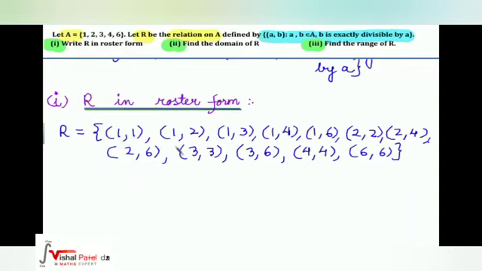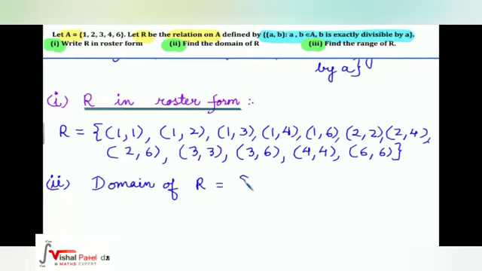So we can't write (6, 5), (6, 3), (6, 2), right? We also can't write (6, 3) because 3 is not divisible by 6. So just remember b is exactly divisible by a, not a is divisible by b. So the possible relations are these.